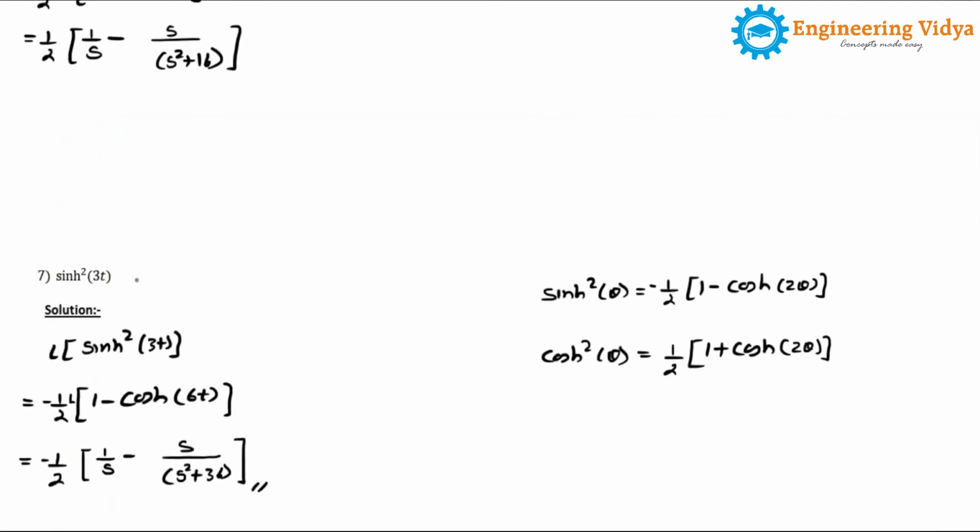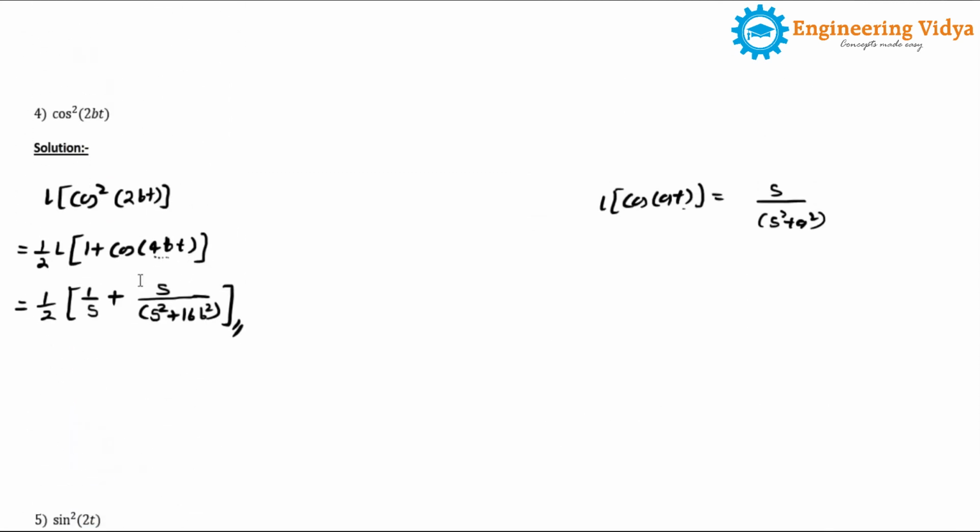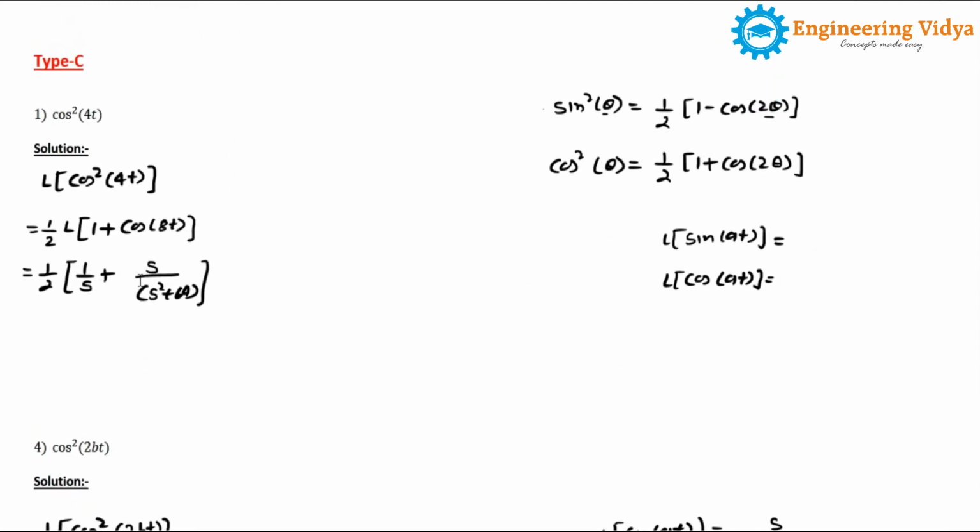So in type C we have solved problem number 7, 5, 4 and 1, right? And the remaining problems will be homework for you, because all the problems are very similar to this type of problem only.